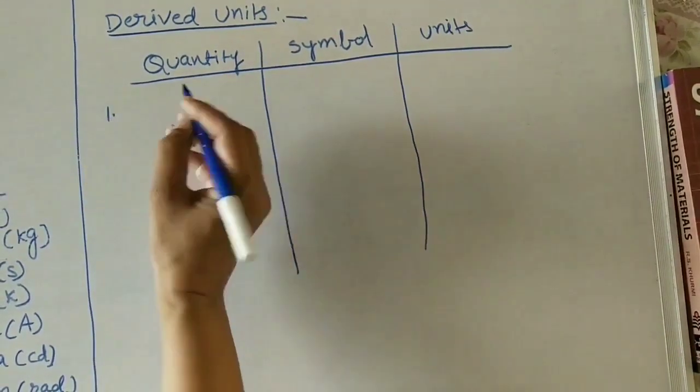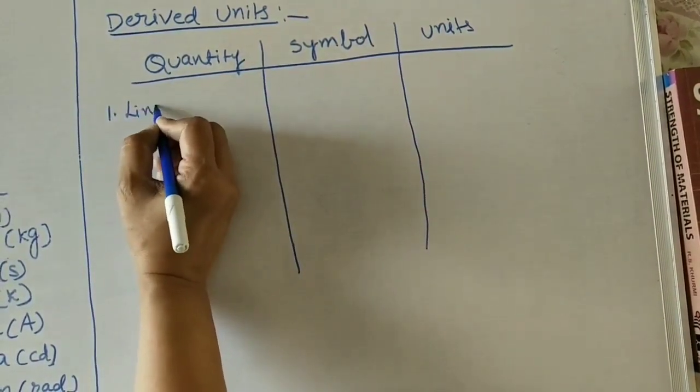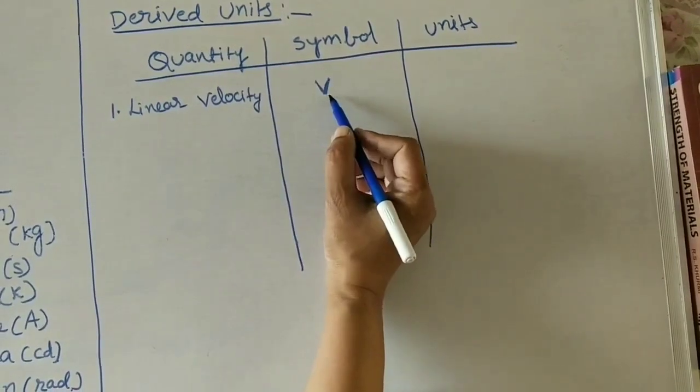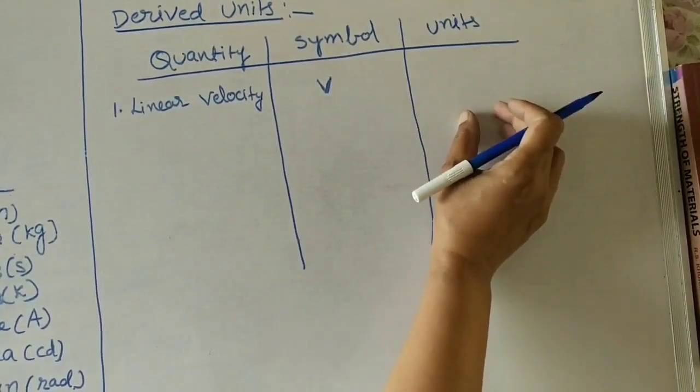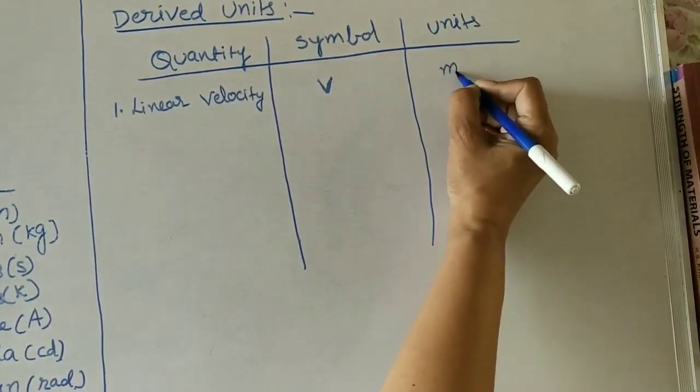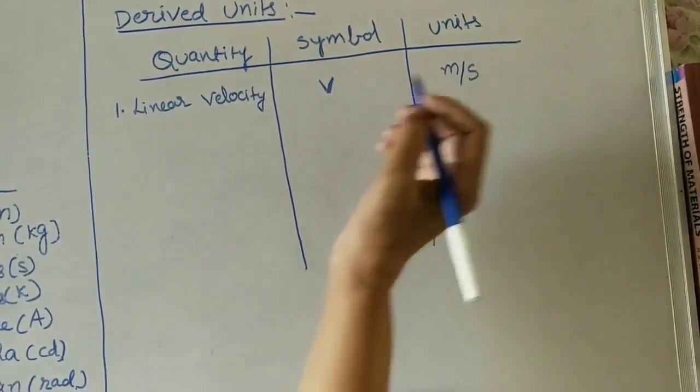Linear velocity, or velocity, using V symbol. Velocity means how much distance it is traveling per time. Distance by time. Units are, for distance I am taking meters, for time I am taking seconds.